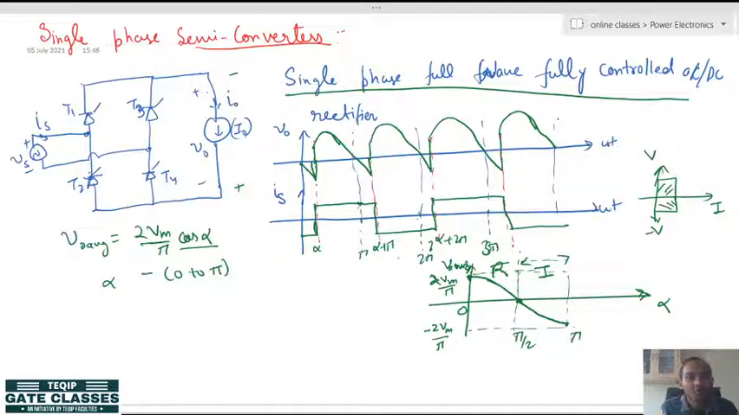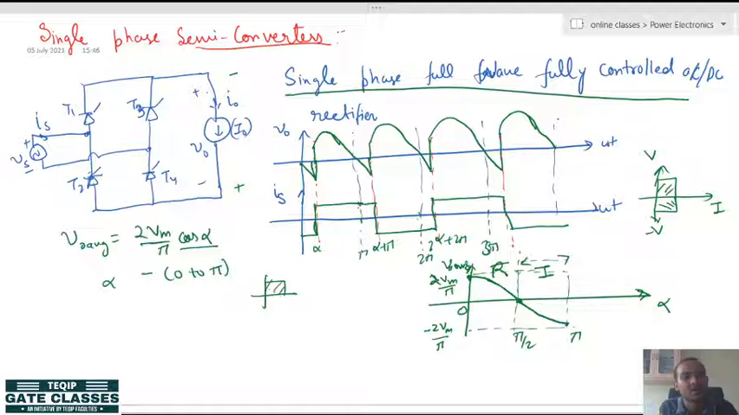But the problem is that as soon as alpha varies from 0 to pi by 2, the average output voltage decreases very rapidly. In many cases, just like a DC motor case, we do not require 2 quadrant operation, we require only single quadrant operation.